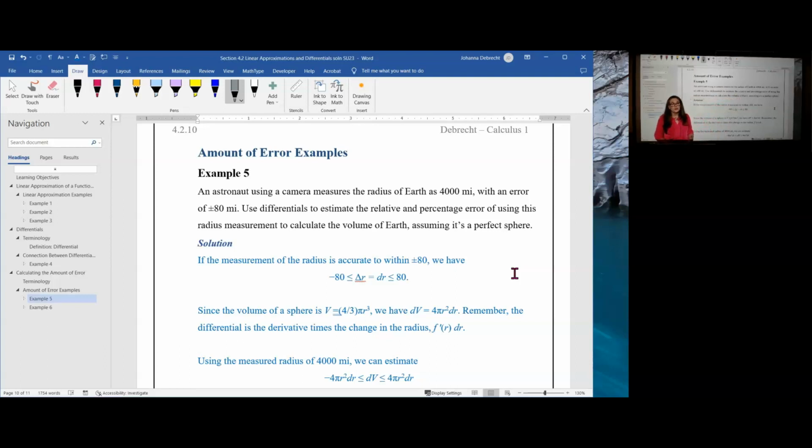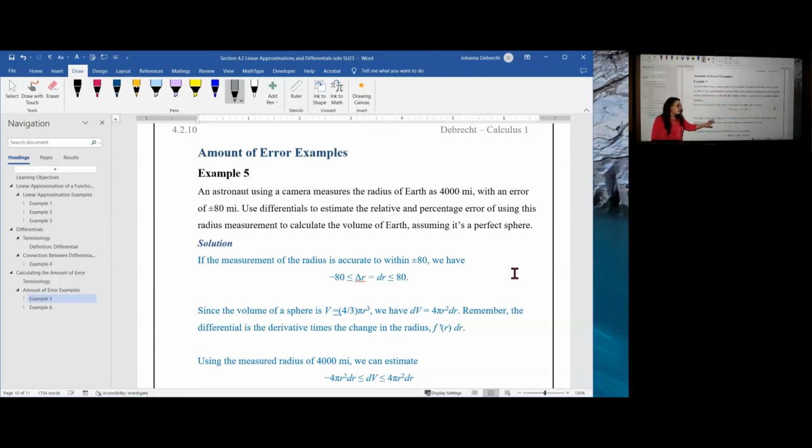We're also going to have to assume Earth is a perfect sphere, which is not true. It's an oblate spheroid, meaning it's flatter at the poles, but it's going to be an approximation. We're going to be off. We start with the measurement of the radius, the error that we have. Instead of calling it delta x, we can call it delta r or dr, since it is our independent variable. We know it's between negative 80 miles and positive 80 miles.